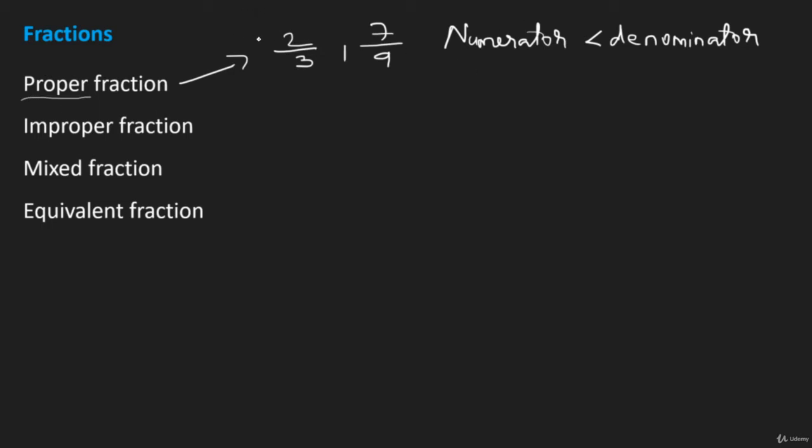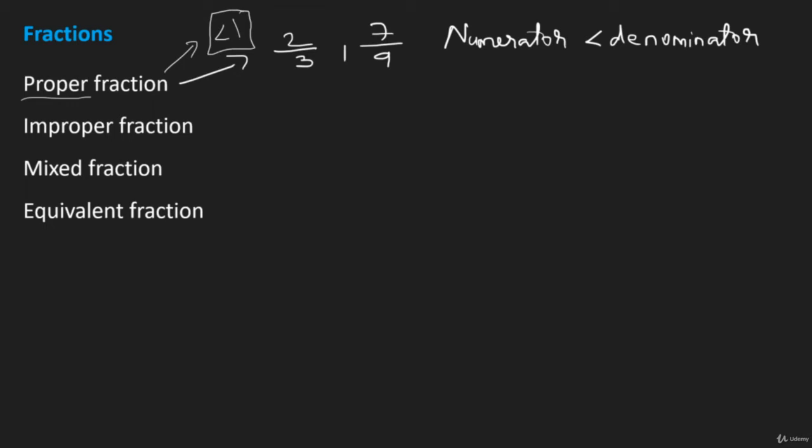And you'll note that in the case of proper fractions, the value you get will be less than 1. Over here, you can see that 2 by 3 is less than 1. It's 0.666. That's less than 1, right?